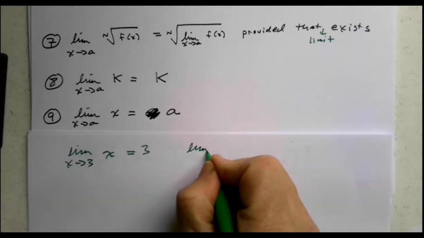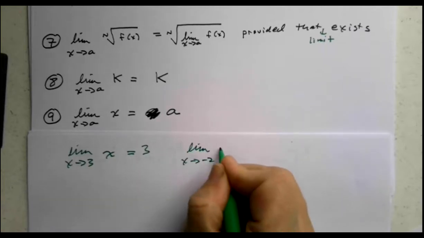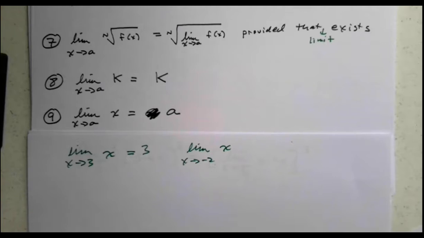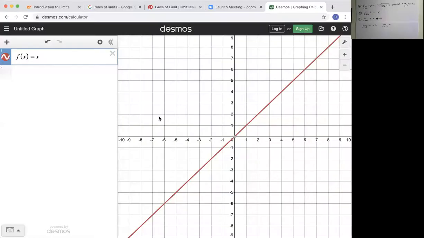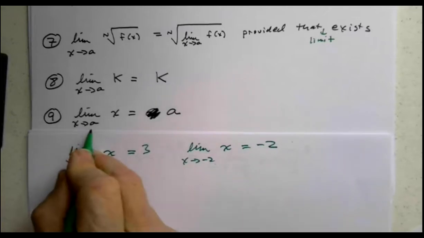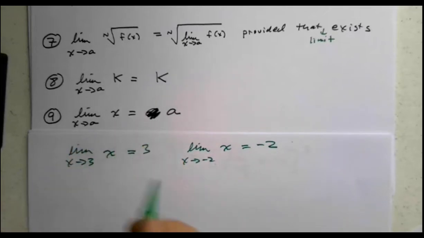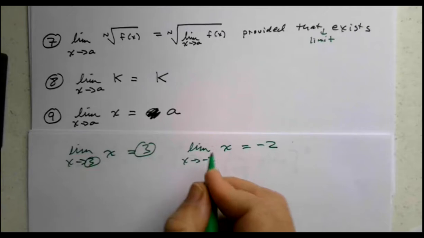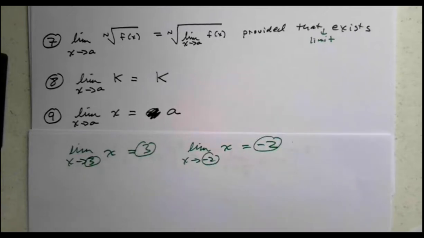Similarly, how about the limit as x approaches -2 of x? Go back to Desmos. As I approach -2 from the left, the y value is getting closer and closer to -2. As I approach -2 from the right, the y value is getting closer and closer to -2. So indeed, that is the case. So the limit as x approaches a number of x just equals that number, right? These have to match. Hence a there, a there.